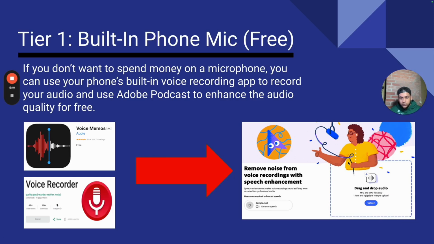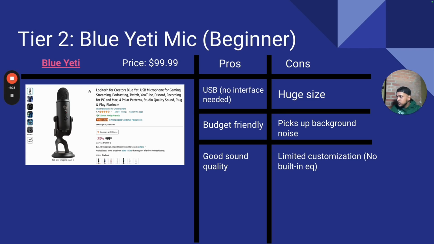For those of you who don't know, simply search up Adobe Podcast on Google and the first option that you see will be the right one. Tier 2, aka the beginner option, is a Blue Yeti mic. So this is priced at about $99.99 or $100 USD. This is a great microphone for anyone that's just starting out.